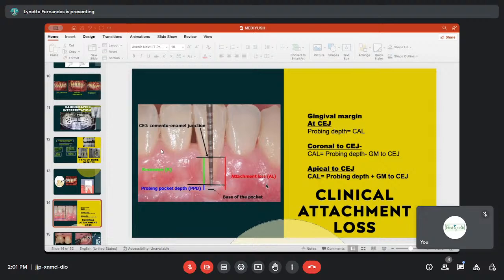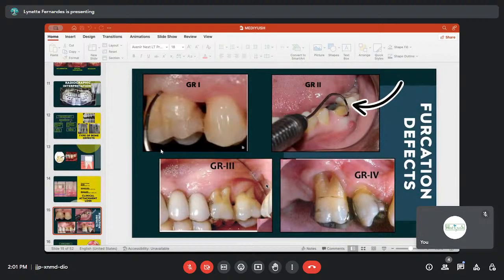So we have identified how to measure pockets, how to check for clinical attachment loss. Now we'll see something else, which is furcation. Now furcation is measured basically with the help of a Nabers probe, not your Miller's probe, not your Williams probe, but your Nabers probe. If that's not present, you could use an explorer. So your grade 1 furcation is basically when there's no bone loss as such, there's going to be an incipient lesion. Your grade 2 is something known as cul-de-sac.